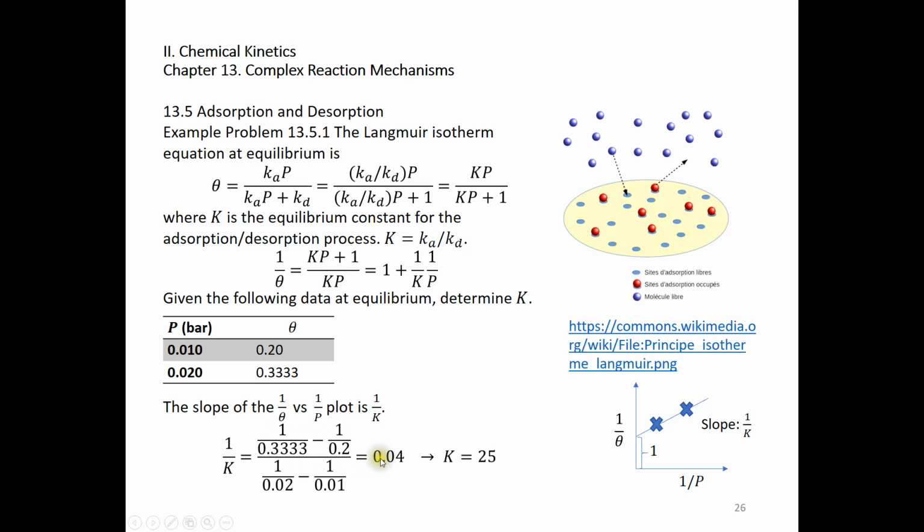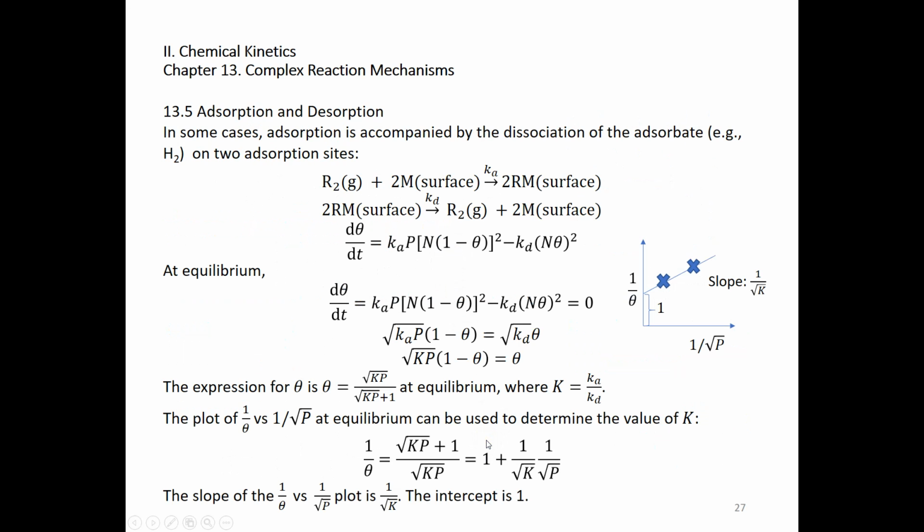Do the calculation, we get 0.04, and therefore we determine the equilibrium constant. K is just 25. Or you can say the rate constant of adsorption over the rate constant of desorption is 25. In some cases, adsorption is accompanied by the dissociation of the adsorbate. For example, H2 may decompose on the surface and occupy two adsorption sites.